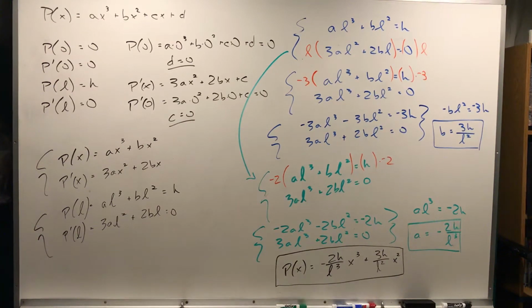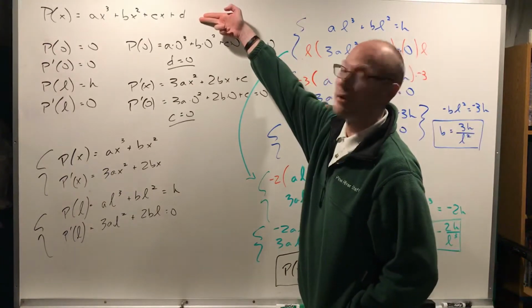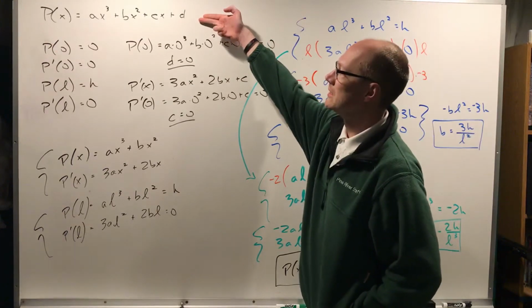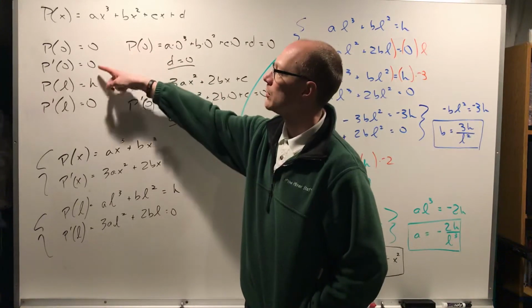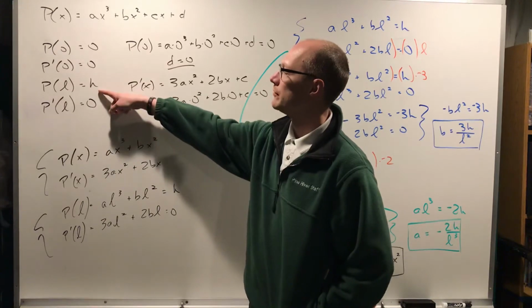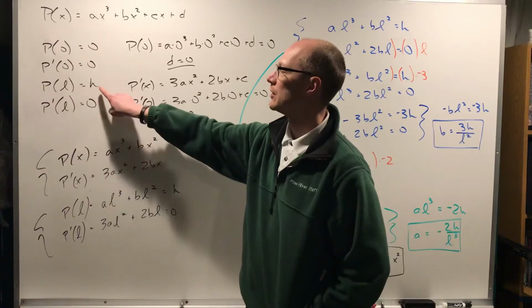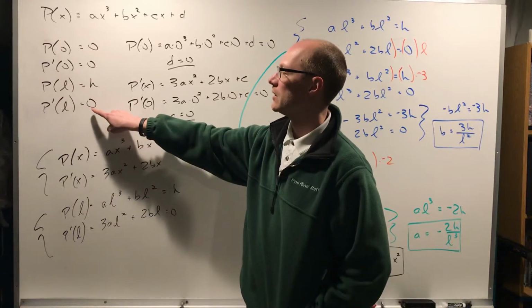All right, hopefully you can see this okay. This is the original cubic function with your a, b, c, and d. In these conditions, p of 0 is 0, and the first derivative at 0 is 0. The function evaluated at L gives you h, so the point (L, h) is on the graph, and the first derivative evaluated at L gives you 0.